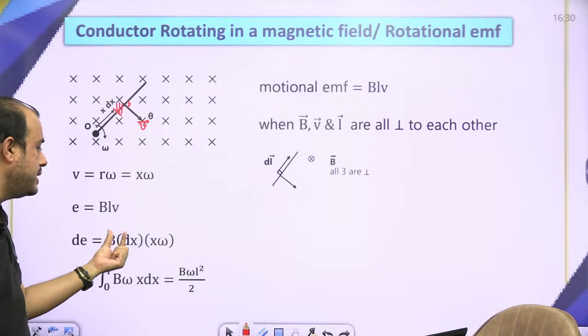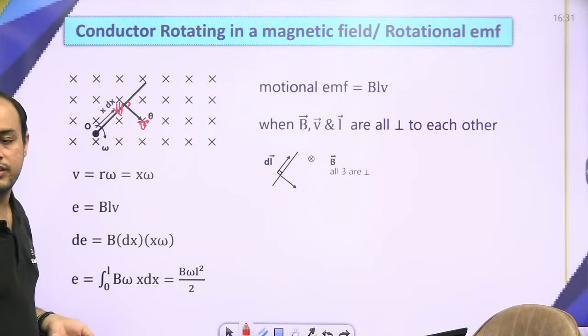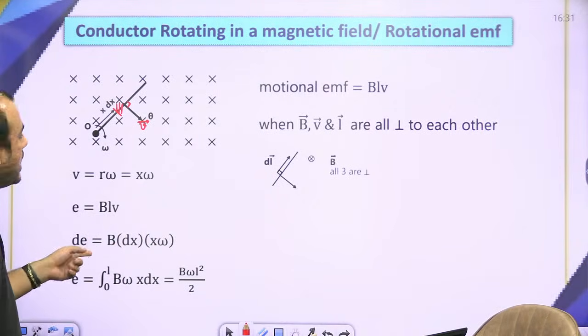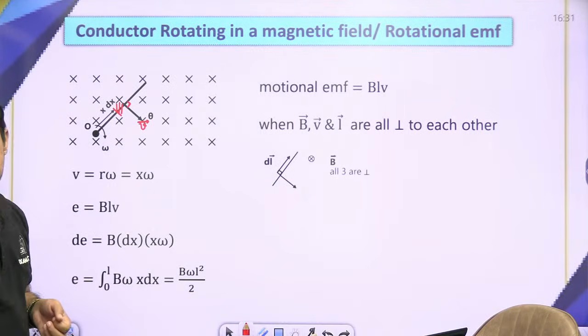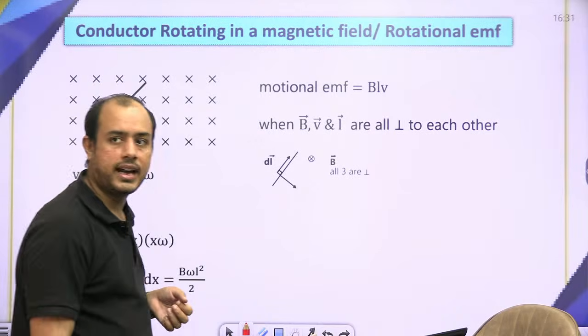Directly I am applying B, L, V. Velocity is x omega. Now I can integrate this from 0 up to L. So B omega L square by 2.